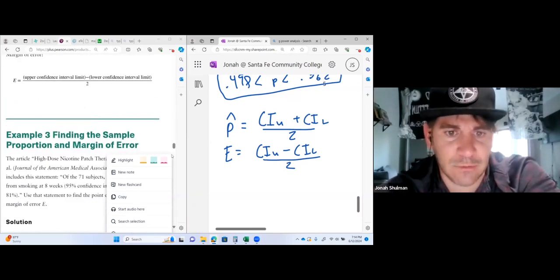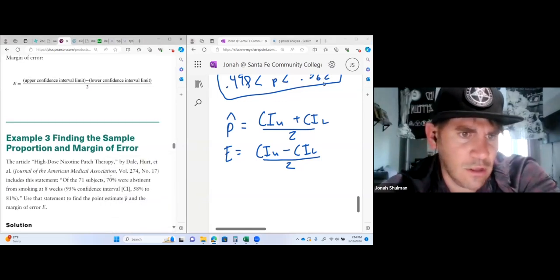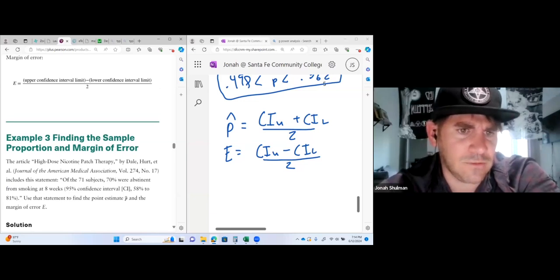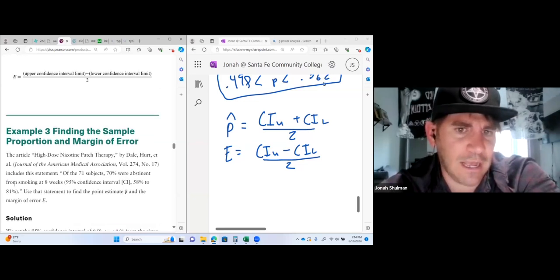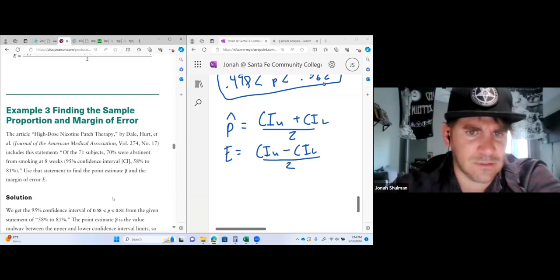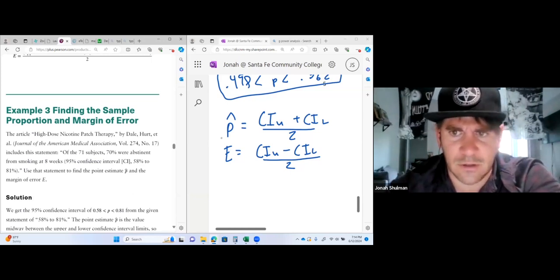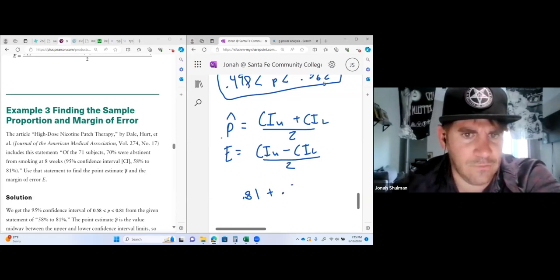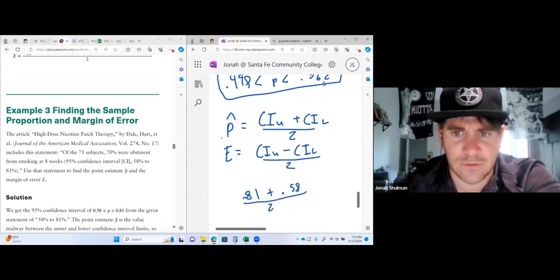So let's do one of these working backwards. All right, the article High Dose Nicotine Patch Therapy by Dale Hunt includes a statement: of the 71 subjects, 70% were abstinent from smoking for 8 weeks, 95% confidence interval, 58% to 81%. Use that statement to find P and E. So basically to get P, we already know it's between 0.81 plus 0.58, divided by 2. That's all you've got to do.